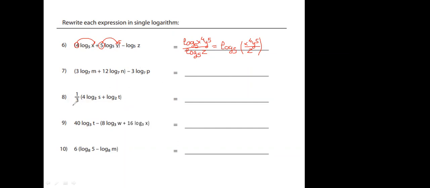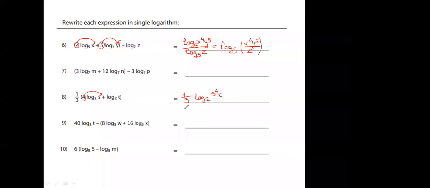This one is easy as well, but it has 1 over 3. Let's first do the brackets. We have this 4 as a power, and I need to return it back. And this plus sign was multiplication. So we have 1 over 3 logarithm base 2 of s to the power 4 and just t. t doesn't have any power, there is nothing up front.